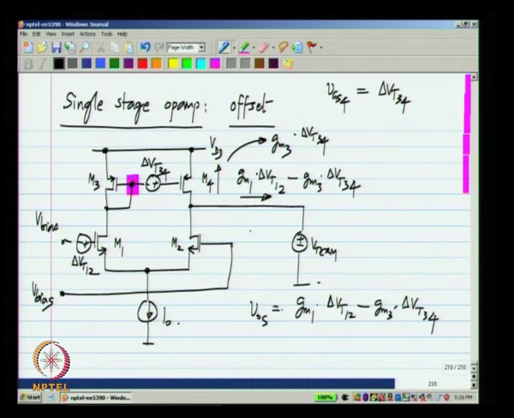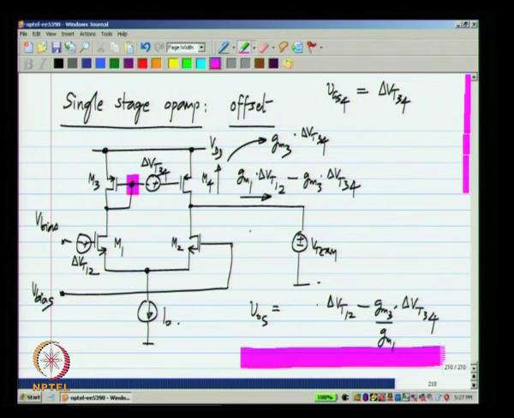So, VOS will be delta VT12 minus GM3 by GM1 delta VT34. This is what I meant by the offset of the input differential pair appearing directly as input offset. Now, this is in general true of offset and noise. You apply the input directly to some devices, and the offset or noise of the devices directly appears in the input referred offset or noise. Okay.